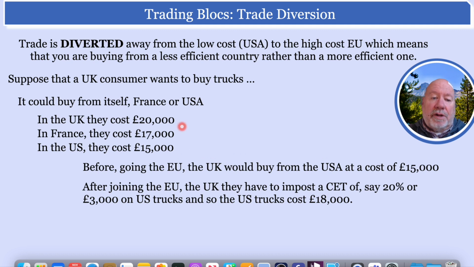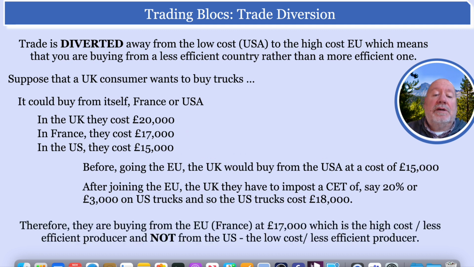So it's gone above the French price, and therefore we would be buying from France at £17,000. Not because we're not buying the £18,000 USA truck, but now we're not buying from the USA, which is the lowest cost producer, and it's because we have to put the common external tariff on. So that is the basics of what we mean by trade diversion.